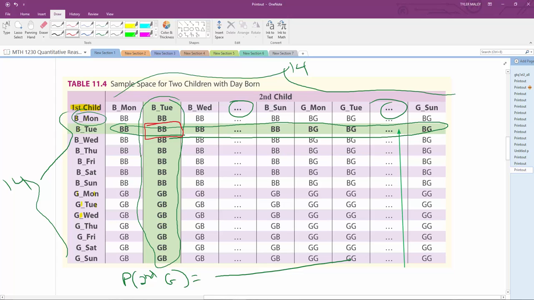Excuse me, I don't want to count this boy twice, having a boy on Tuesday and another boy on Tuesday. We don't want to count him twice. So there's 27 things in my sample space. The things in my sample space are what I highlighted in green, again not double counting this guy. If I skip over him, then there would be 13 in the column, and there's 14 along the row. So 13 plus 14 is 27.